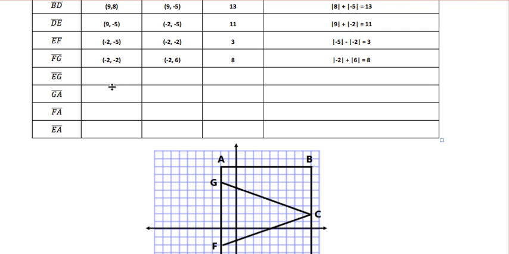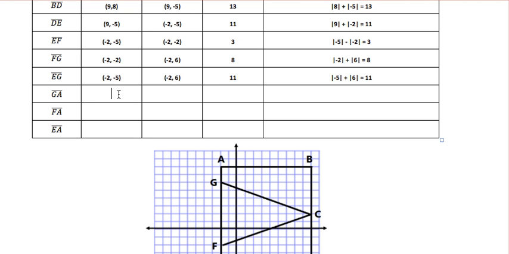Okay, next we have EG. E was the ordered pair negative 2, negative 5. And G was negative 2, 6. The distance between the two, EG, would be negative 5, positive 6. So we have to add their absolute values together, which would be 11. And our proof, the absolute value of negative 5 plus the absolute value of 6 equals 11.